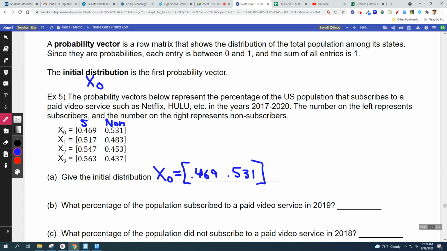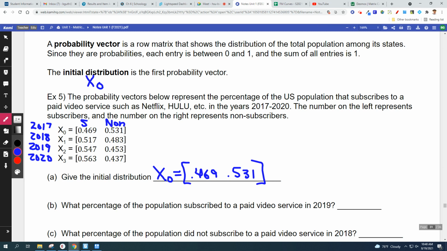Now remember, they said it's between 2017 and 2020. So we're talking 2017, 2018, 2019, and 2020, like that. And so that initial distribution is talking about where we were in 2017. That's saying 46.9% of the population subscribed and 53.1 did not subscribe. That's what it's saying. It's not talking about the probability of going from one to the next. That's something else. That's just telling what the population is, what the population does.